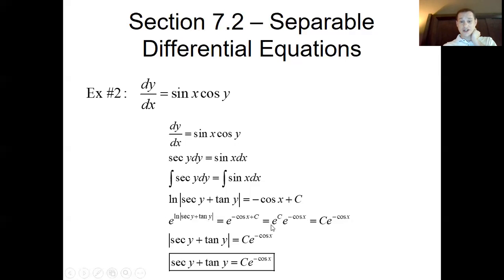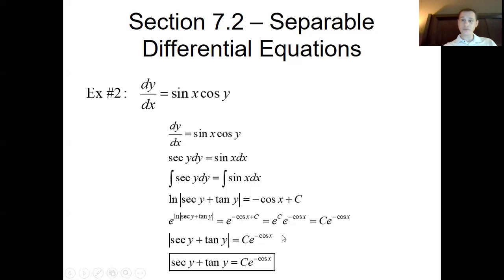But what's e to a constant? It's just some number. It's another constant. So I'm going to call that c. So in general, I have e to the natural log of the absolute value of secant y plus tan y is a constant times e to the negative cosine. But of course, on the left, the e and the natural log cancel out. And I have the absolute value of secant y plus tan y is a constant times e to the negative cosine of x.